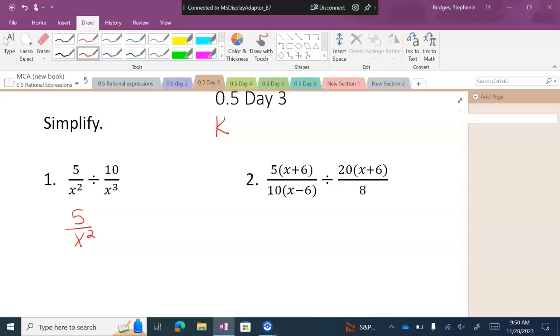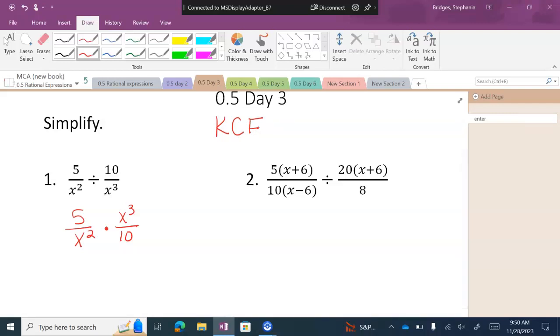And then what I do is I take that division and, not yet, we're not flipping yet. We take that division and we change it to multiplication. Okay, so we keep, then we change. And then what do we do with that second fraction? Flip it. Okay. So KCF, keep, change, flip, kind of like KFC a little bit. Just a little bit backwards.